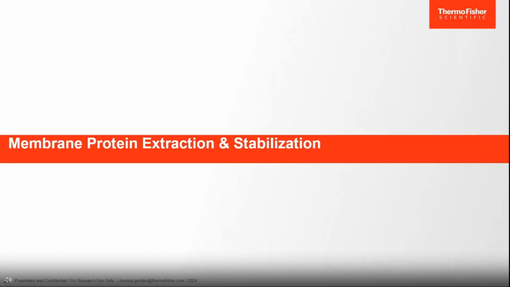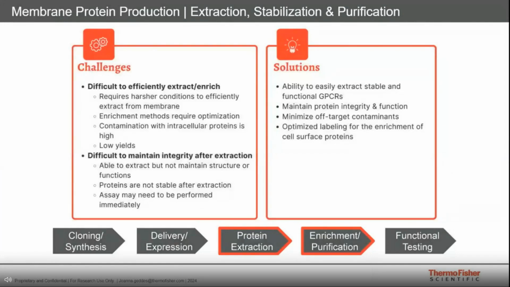Thanks, Alex. After we've expressed our protein of interest, we then need to extract it from cells and purify it. But of course, this is a very challenging step in protein production workflow. Membrane protein complexity makes them difficult to express, and it also creates challenges in isolating membrane proteins because they're embedded in the lipid bilayer, and that creates another level of complexity when we're trying to extract.